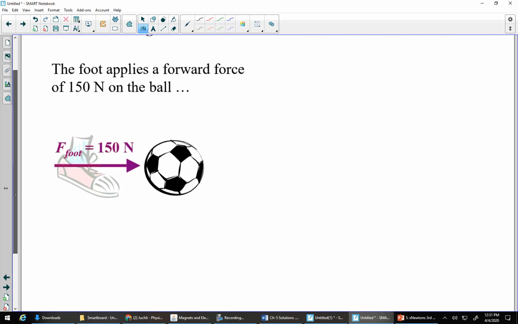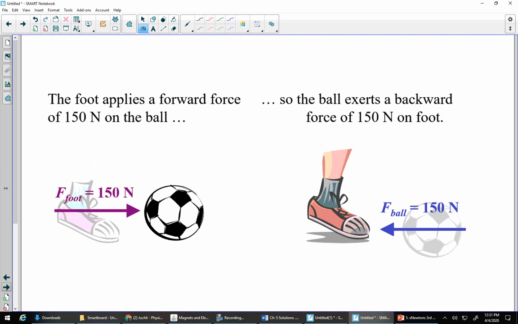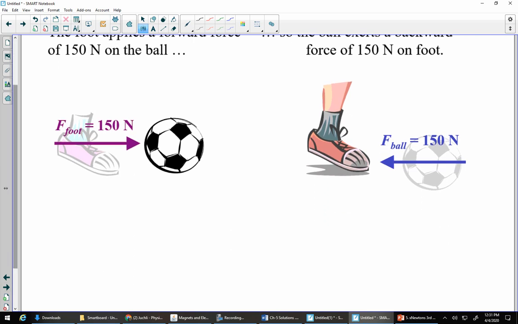So consider this one, right? And this is, again, sort of big ideas. So you kick a soccer ball. You might put 150 newtons of force onto that soccer ball. That's cool. What's my action force? Action force is the 150 newtons that is on the soccer ball. So 150 newtons on the ball. What's my reaction force then? My reaction force is we have 150 newtons acting on the foot.